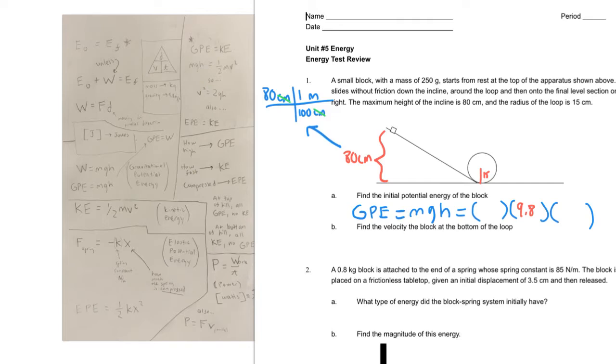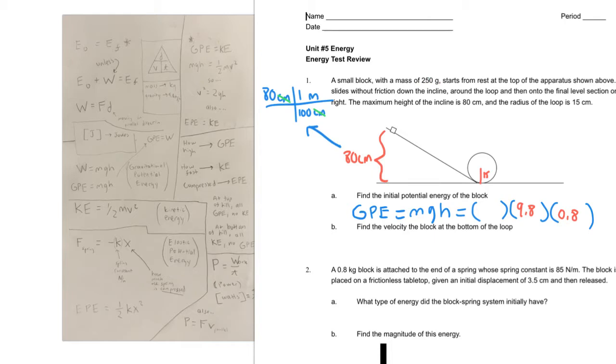Which is 0.8 if you were to do that as a decimal. So that's going to be the height, which I'll put over here. And now we are looking at the mass, which belongs over here.